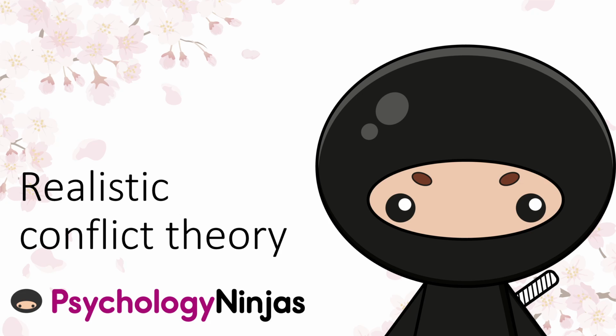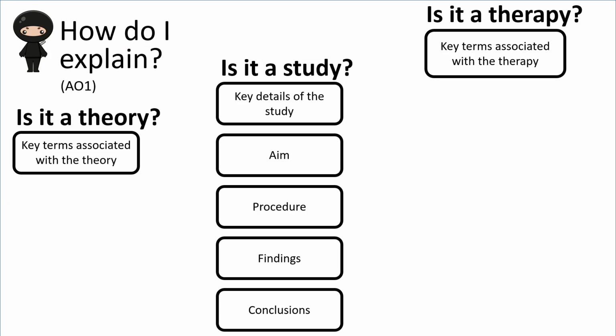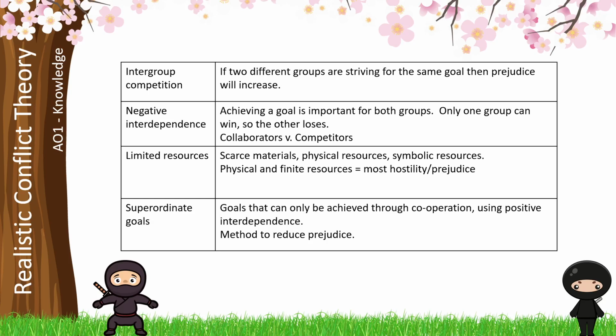Okay, so when we're talking about this theory, how am I going to explain it? Well, we've already said the word theory a few times, so we know we're using our strategy that is key terms associated with realistic conflict theory. What are those key terms, I hear you ask? Well, here they are. We're going to talk about intergroup competition, negative interdependence, limited resources and connect that with competition, and superordinate goals as a means of reducing prejudice.